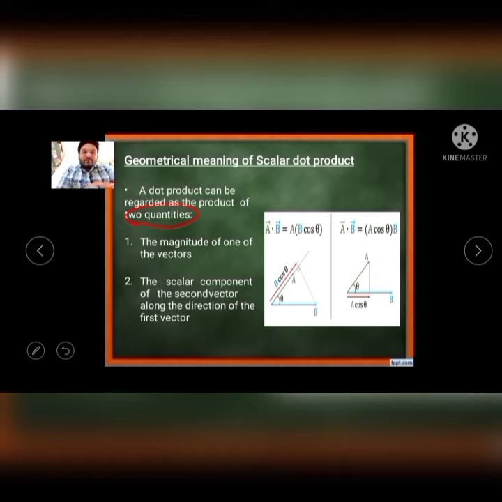Scalar or dot product can be regarded as the product of two quantities.